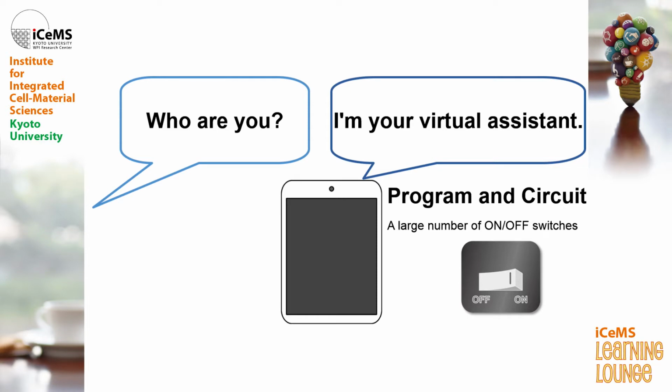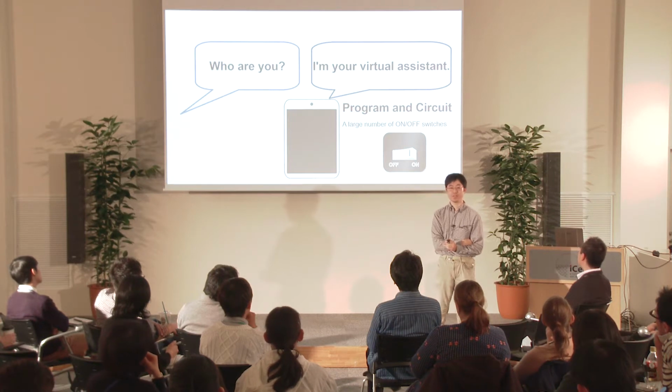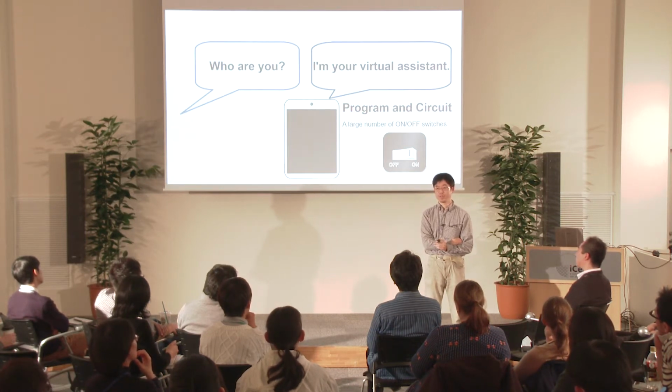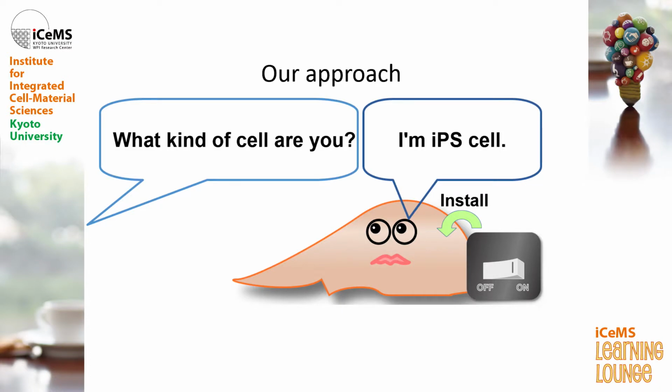But the smartphone can answer our questions. For example, when we ask who are you, the smartphone may answer, I'm your virtual assistant. If cells can answer our questions like the smartphone, it is very easy to purify the specific cells. The smartphone realizes the answer by circuits and programs. The circuit consists of a large number of switches. So our approach is to install switches to enable cells to answer our questions.